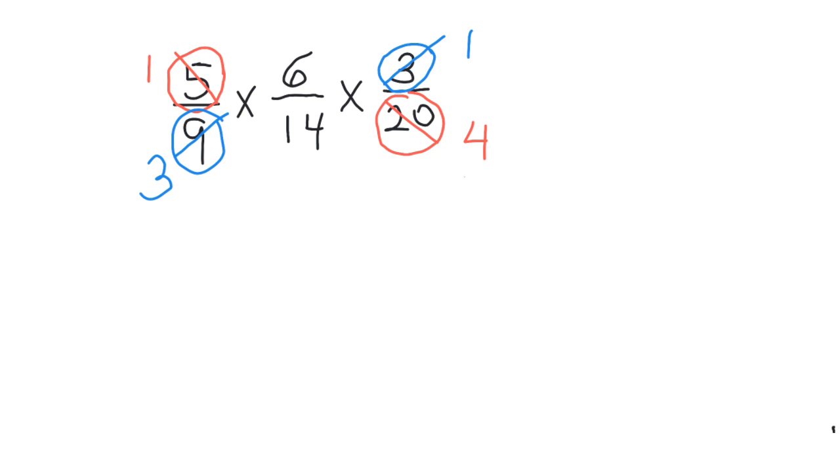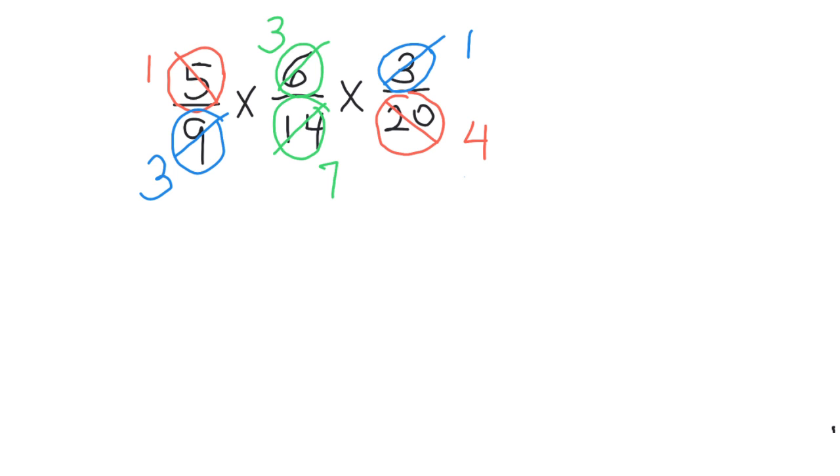And lastly, I also noticed another pair that have a common divisor. 6 and 14 have a common divisor of 2. So 6 divided by 2 gives me 3, and 14 divided by 2 gives me 7.